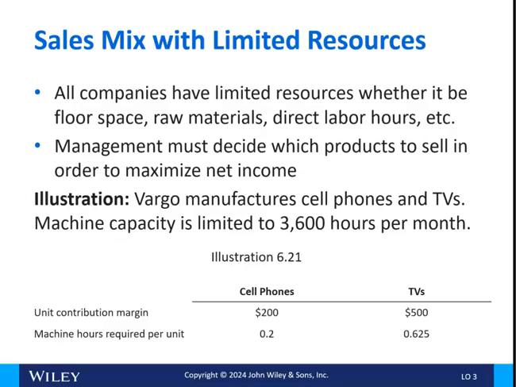So if we look at the cell phones and the TVs, we have our unit contribution margin of each, $200 for the cell phones, $500 for the TVs. Machine hours required per unit is 0.2 hours for the cell phones, 0.625 for the TVs. So the TV takes more machine hours to manufacture than a cell phone does.